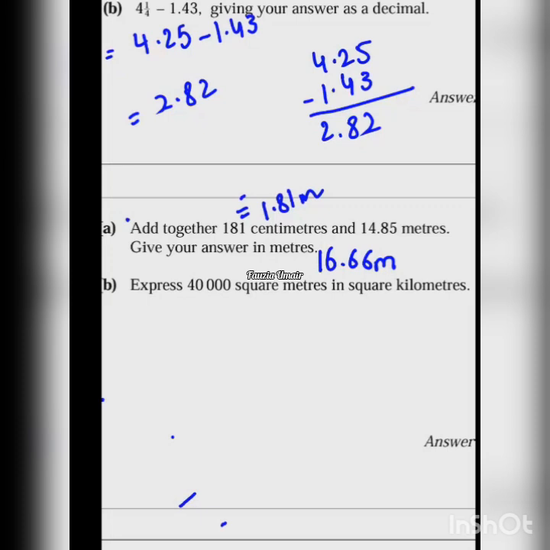How much is the question? 1 mark? 1 mark question.